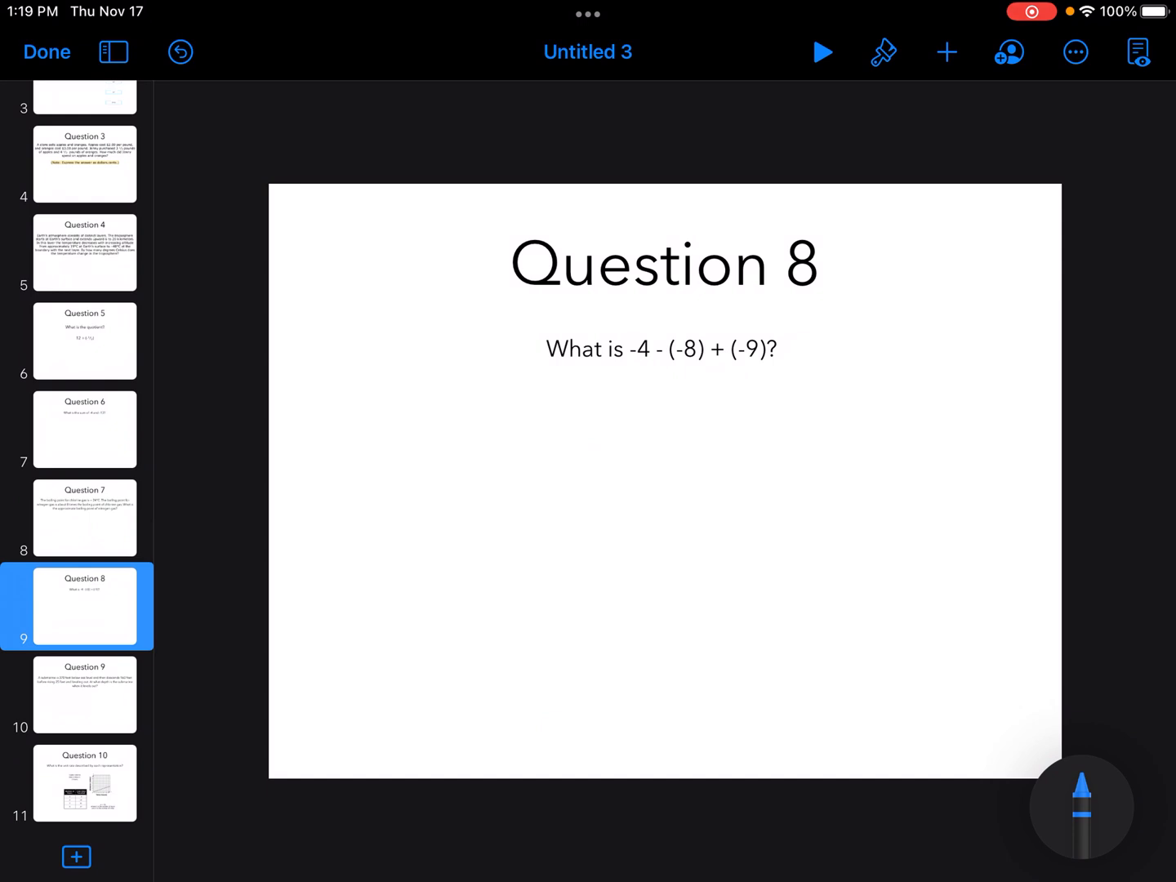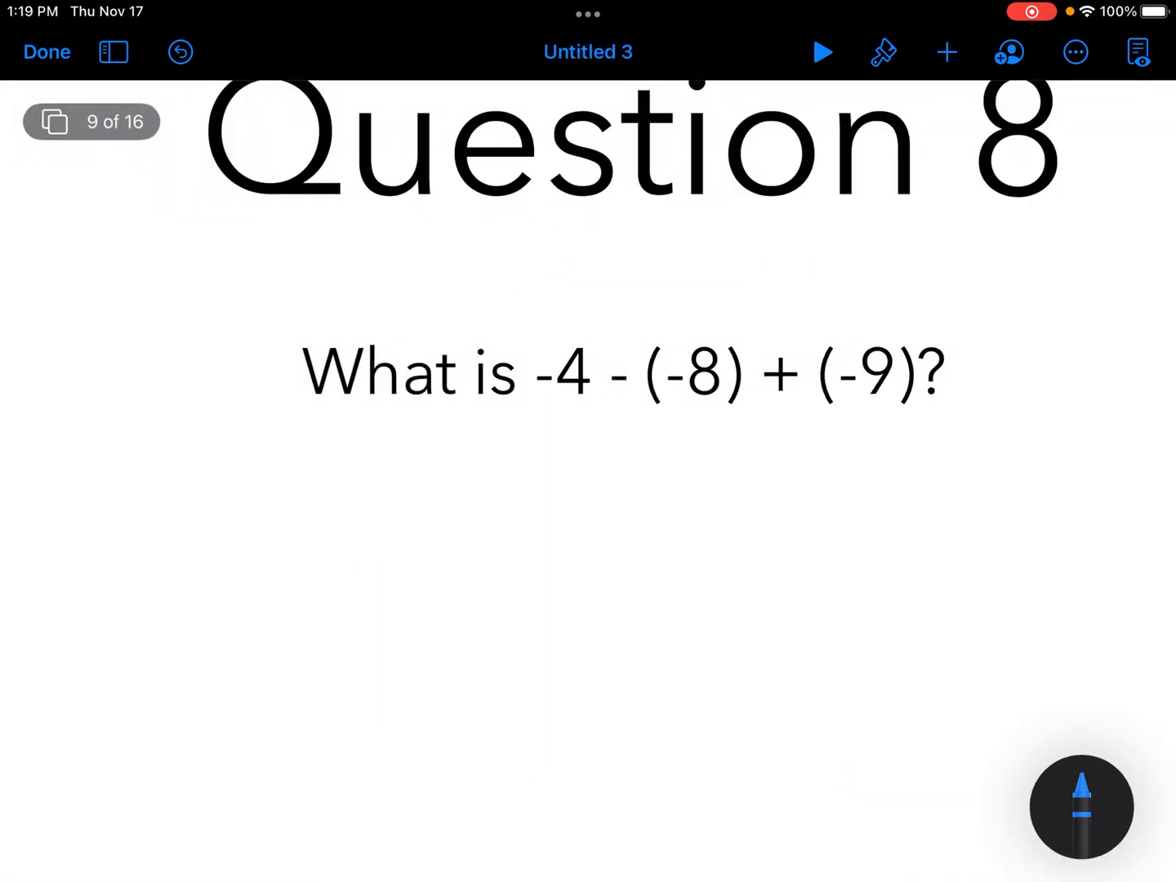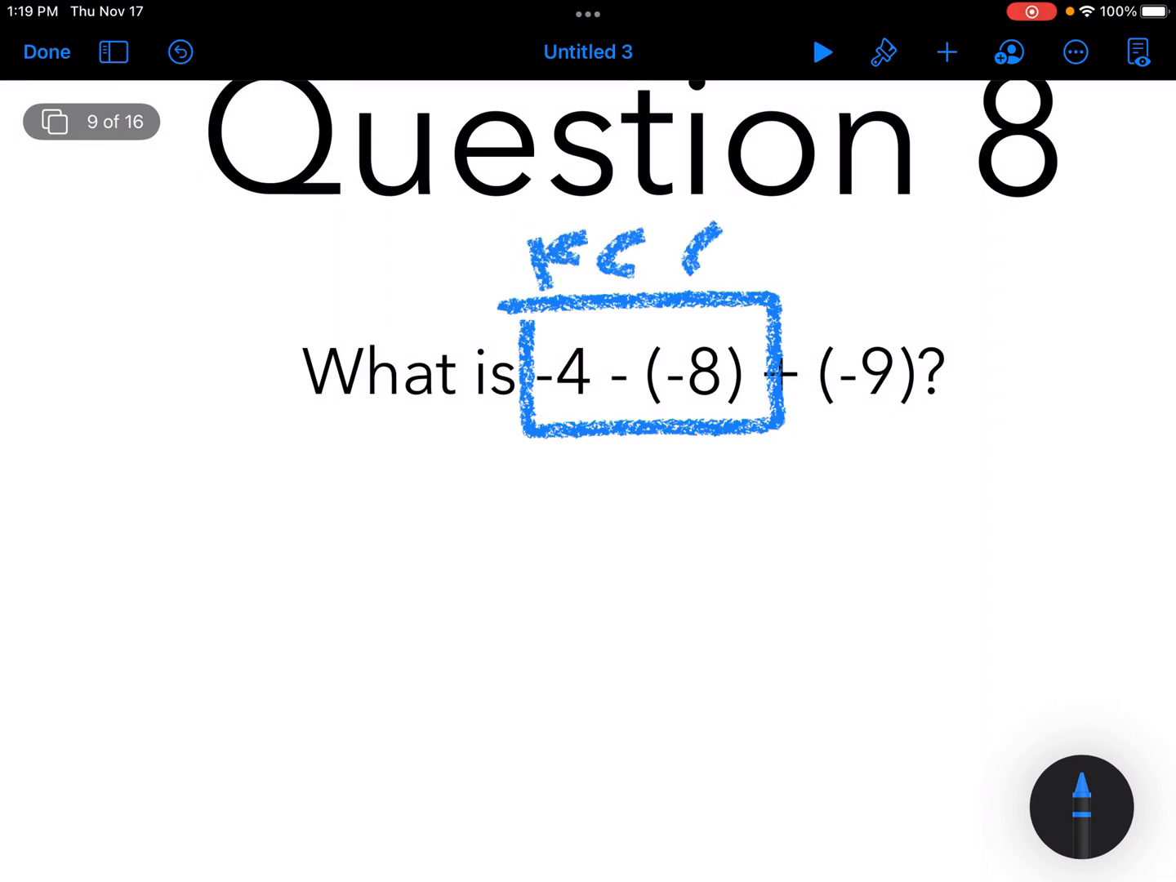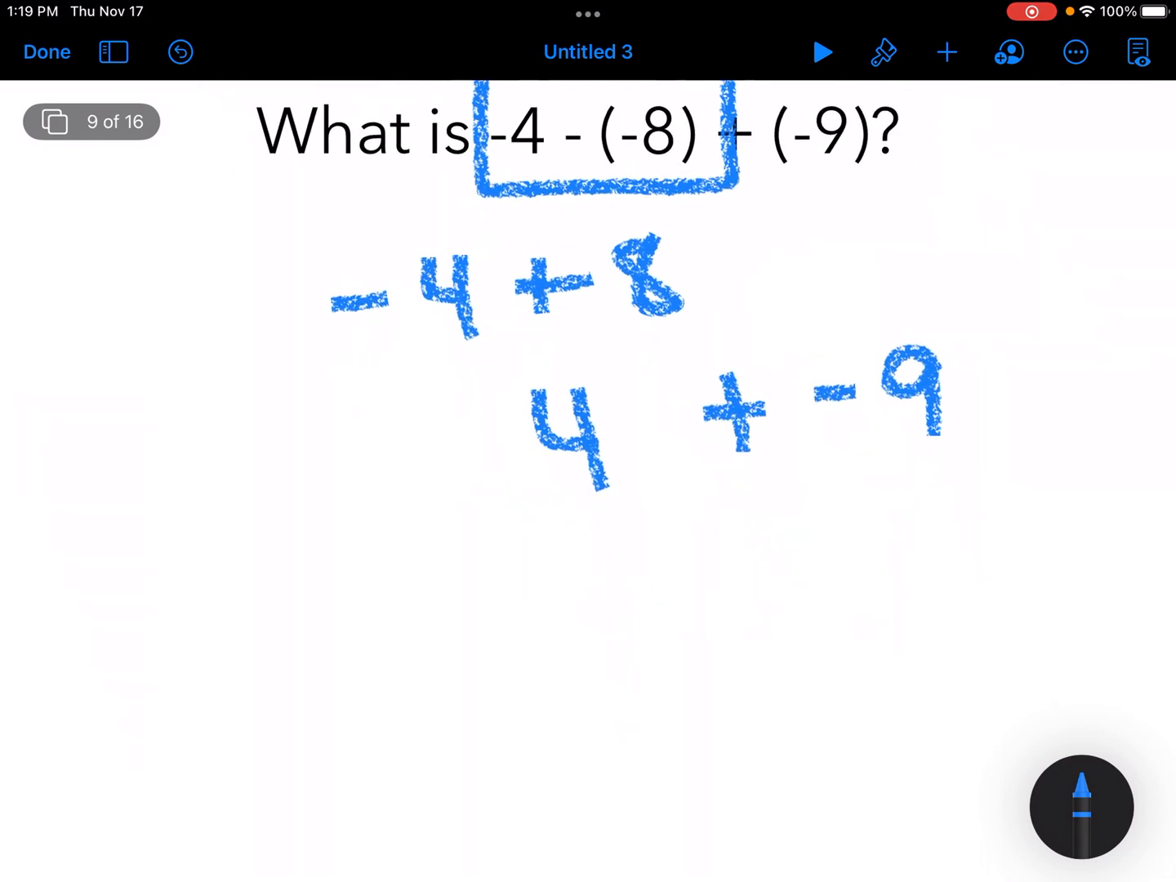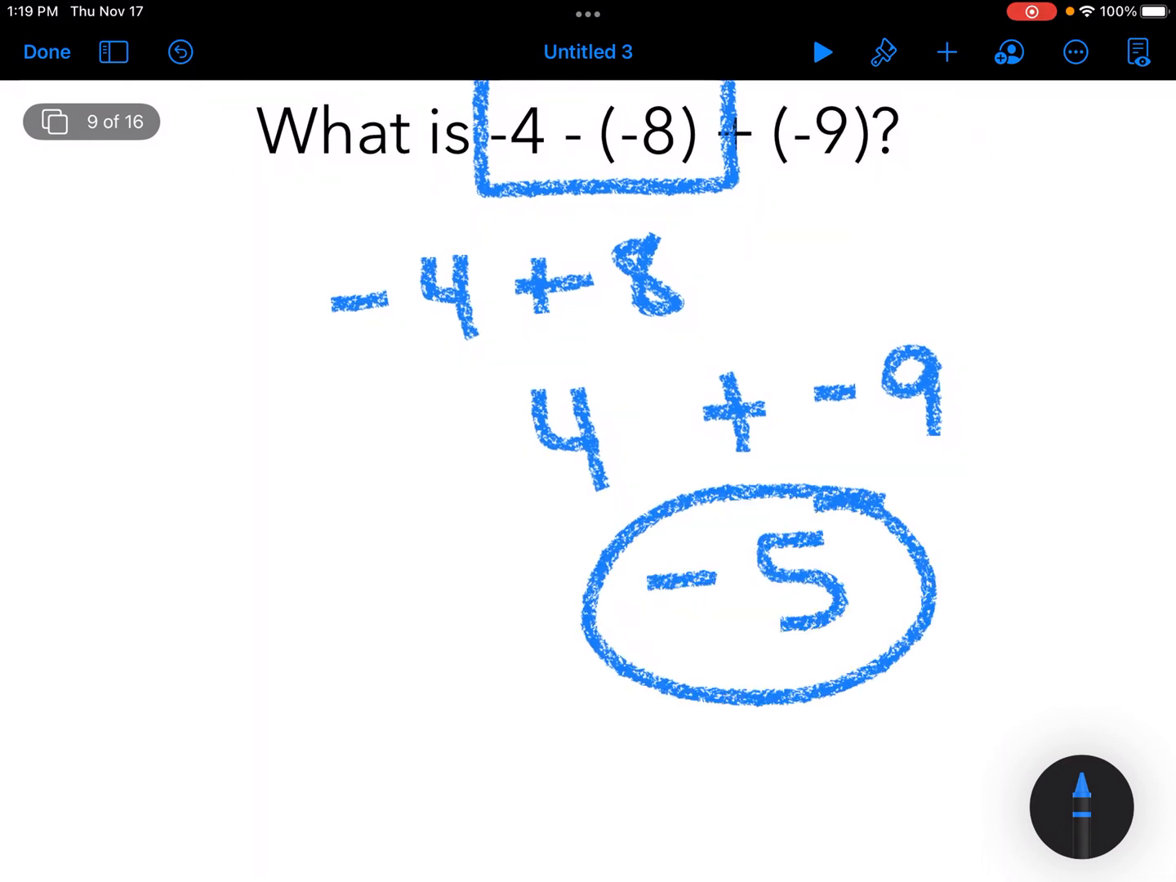All right, so they want us to find the value. So I want to remind you that you're going to do the first part first. So this is keep, change. So negative 4 plus 8. So that's going to give me a positive 4 plus negative 9. My signs are different, so I'm going to subtract, and I get negative 5.